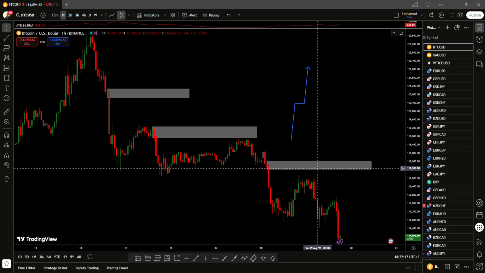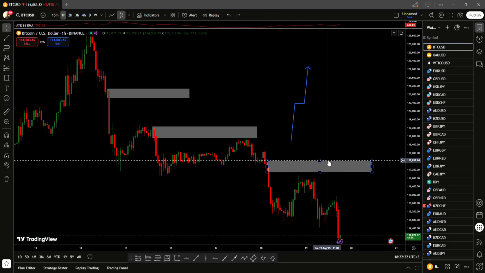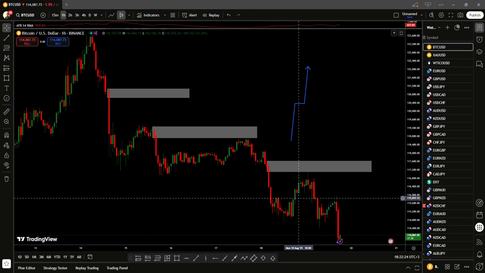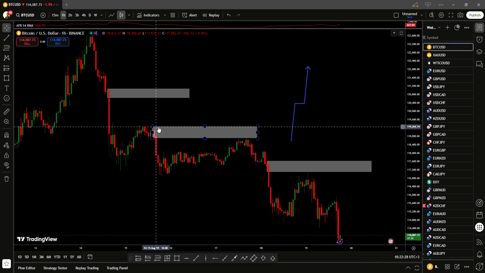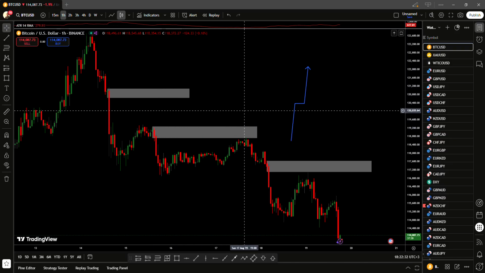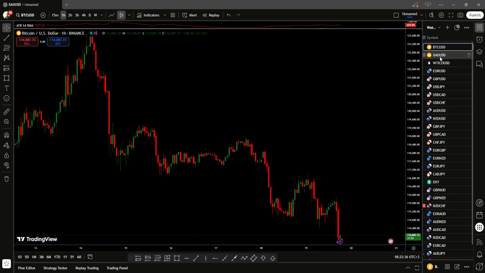Let me see, let me draw the whole candle. Price barely touched it with, I think, half of a pip, and then it dropped. So they're all good supply zones, but price did not use them. So we shall not focus on that. We're going to go to gold. I want to start with gold.